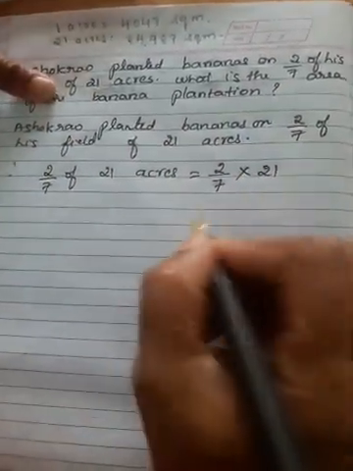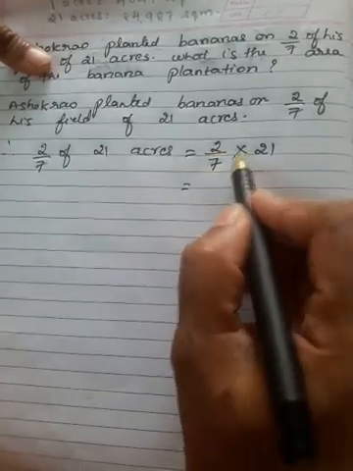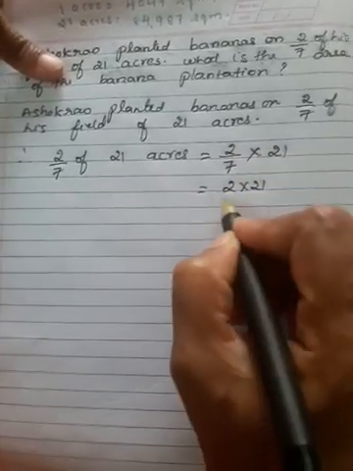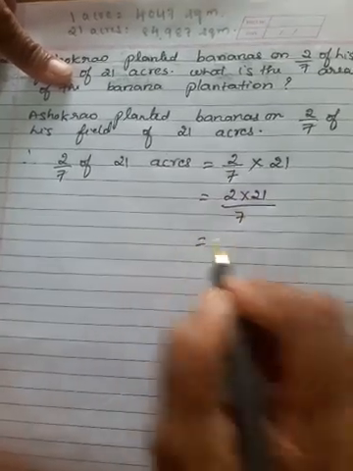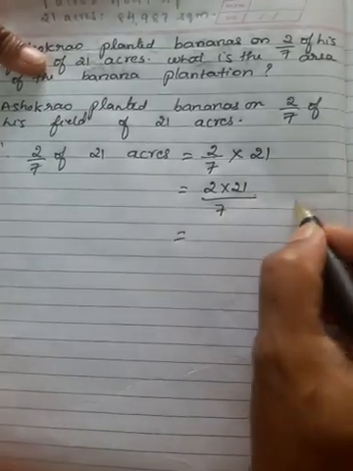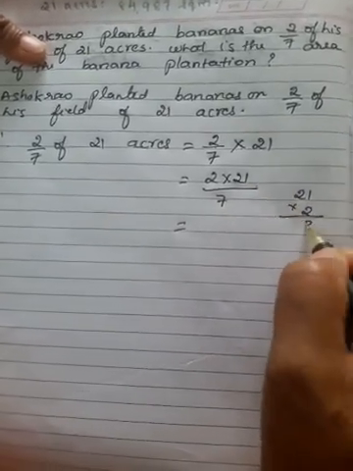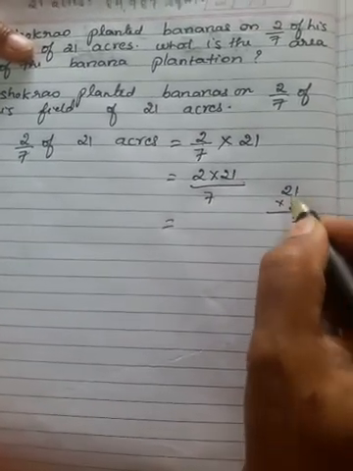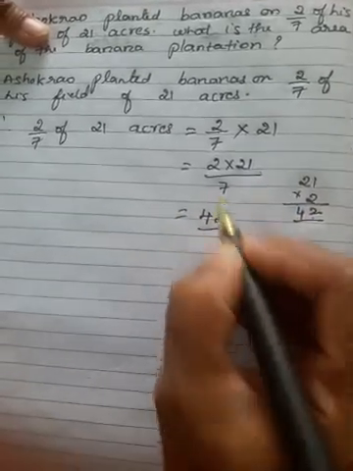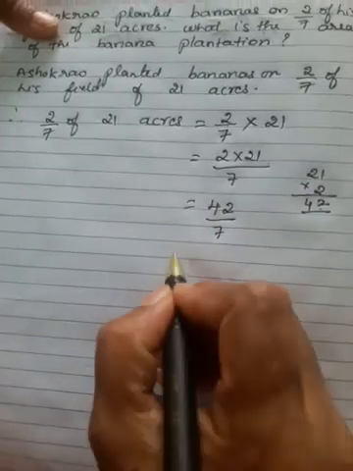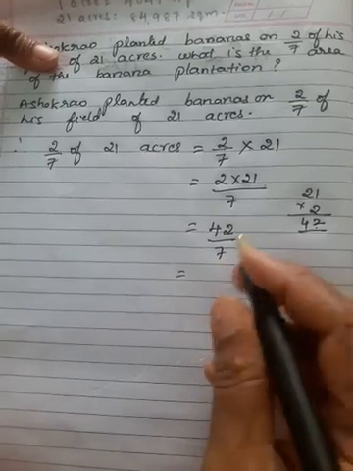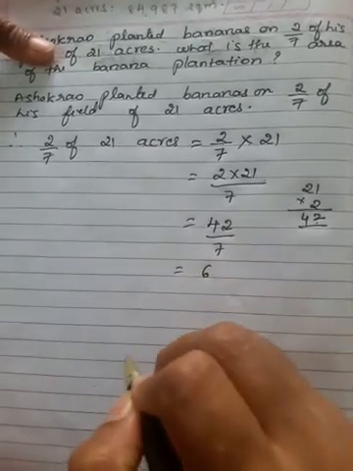Multiply this by 21. So how to multiply this? Numerator by numerator, 2 into 21, correct? Divided by denominator 7. So this is equal to 2 into 21, how much? 2 ones are 2, 2 twos are 4. So 42. 42 upon denominator 7. So 42 is completely divisible by 7. 7 sixes are 42, correct?